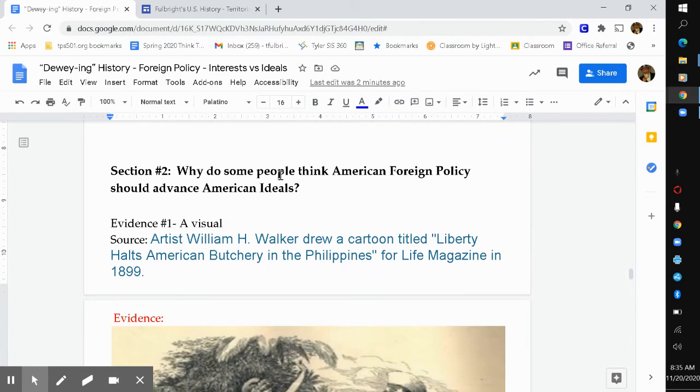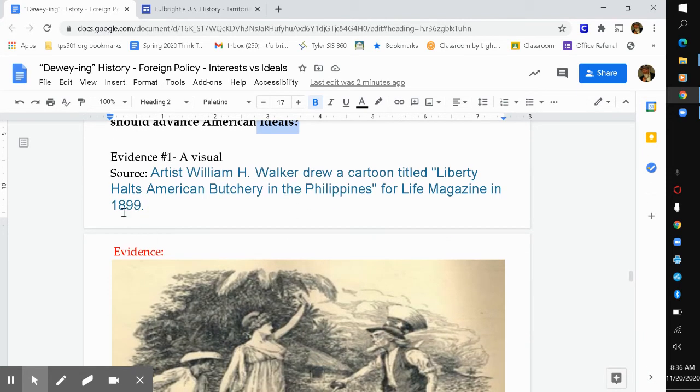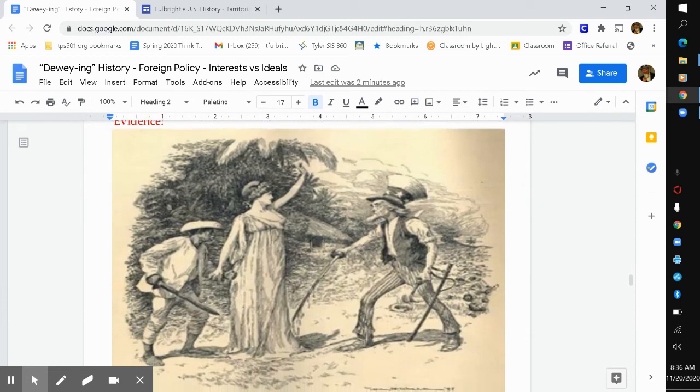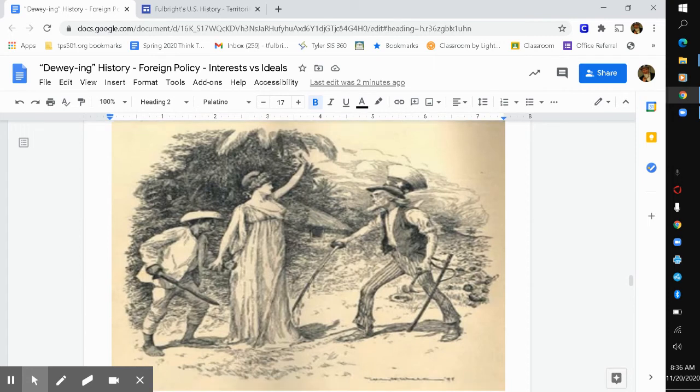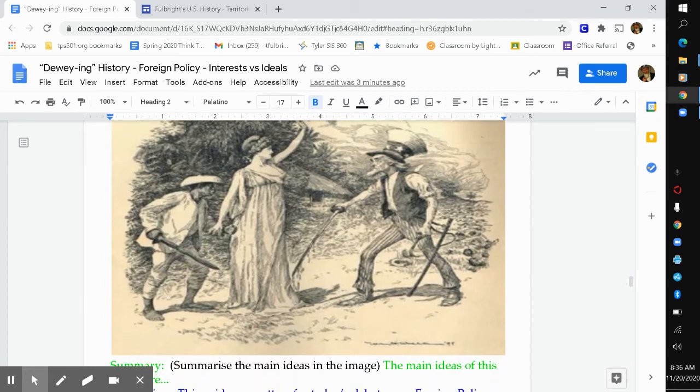Section number 2, we need to find out why American foreign policy should advance American ideals. Remember that ideals are the things that you believe in. What are things that America believes in? Liberty, freedom, democracy. Let's look at this cartoon titled Liberty Halts American Butchery in the Philippines. Who are our characters in this cartoon? We see Uncle Sam, we see Lady Liberty, and we see a Filipino. What is this Filipino fighting for?